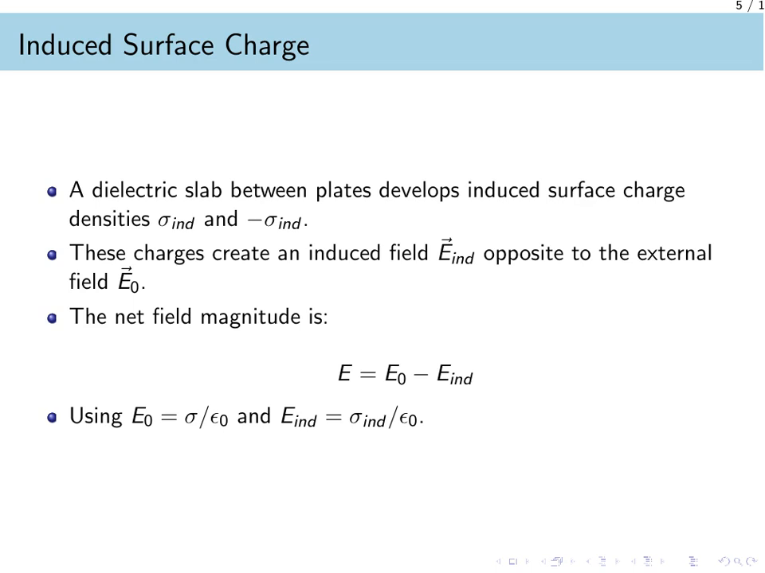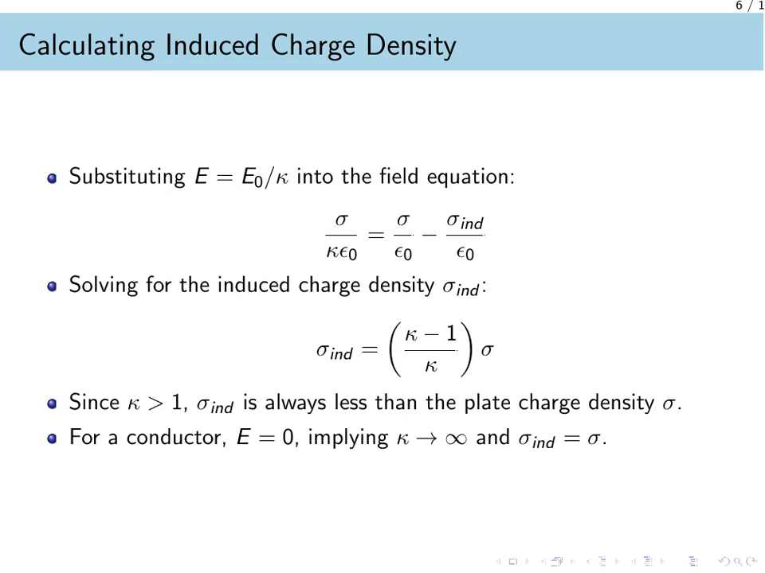We can express both fields in terms of charge densities. The external field is the plate charge density over the permittivity of free space, and the induced field is the induced charge density over the permittivity of free space. We can calculate the induced charge density by using the relationship that the net field equals the original field divided by kappa. Substituting this into our previous field equation, we find that the plate charge density over the product of kappa and the permittivity of free space equals the plate charge density over the permittivity minus the induced charge density over the permittivity. Solving this for the induced charge density yields an expression.